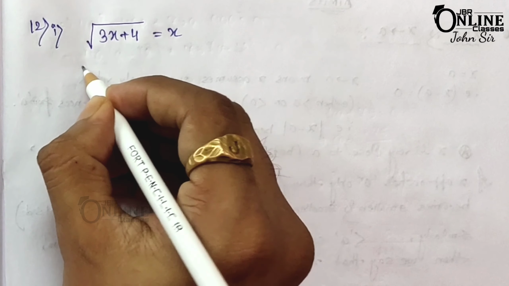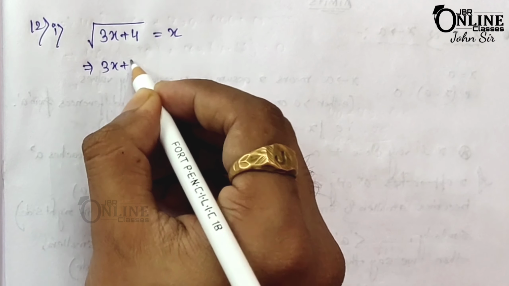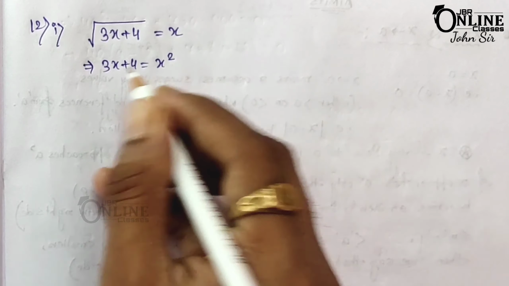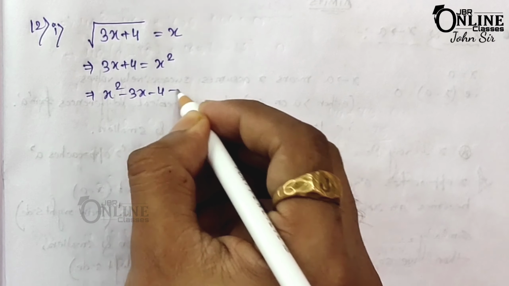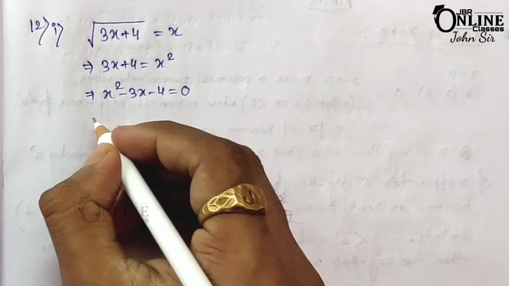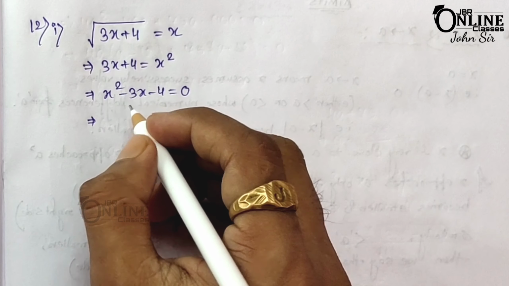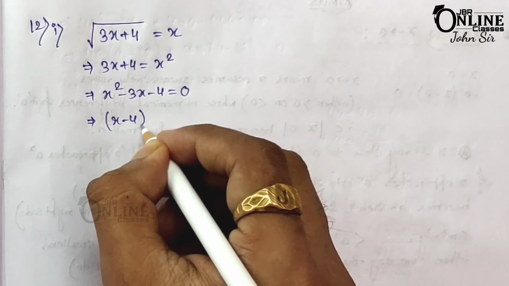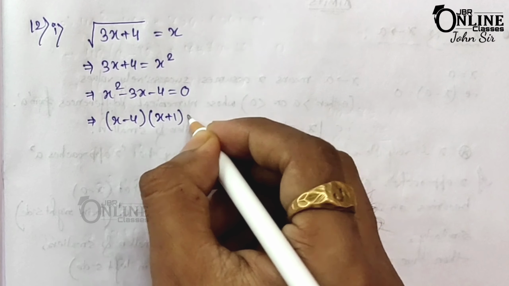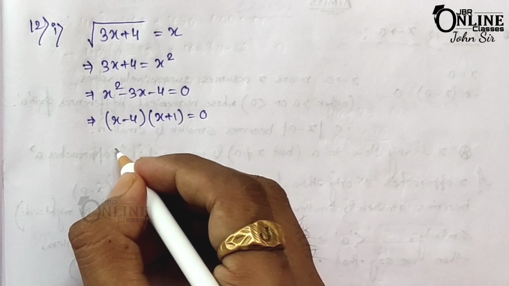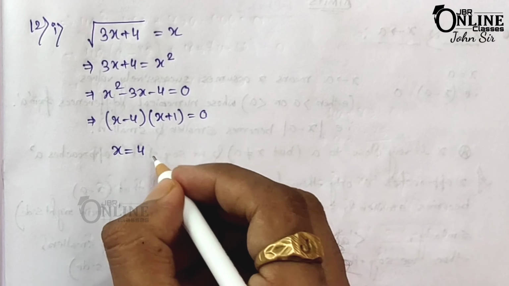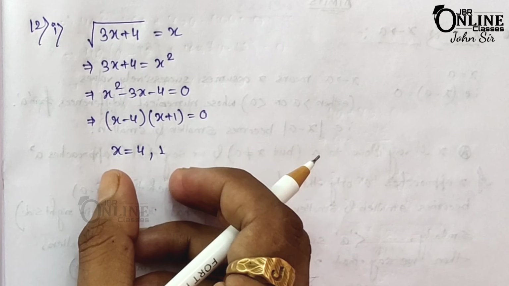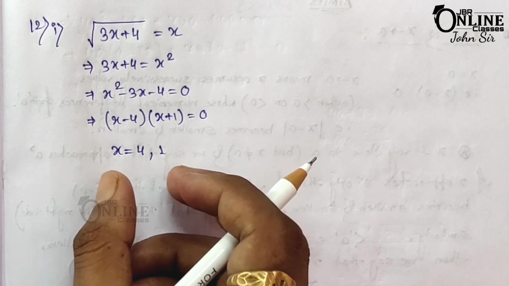So first, squaring both sides, you will get 3x + 4 = x². So x² - 3x - 4 = 0. Now if you factorize this equation, you will get (x - 4)(x + 1) = 0. So from that, x = 4 and x = -1.